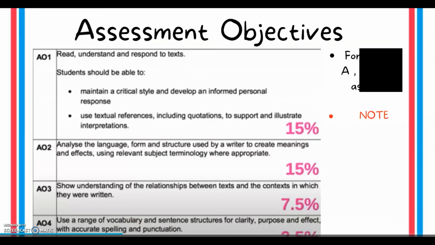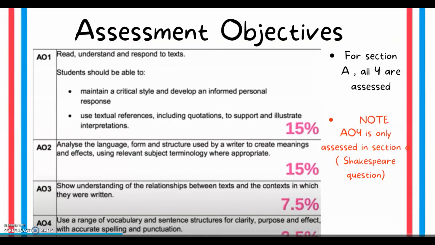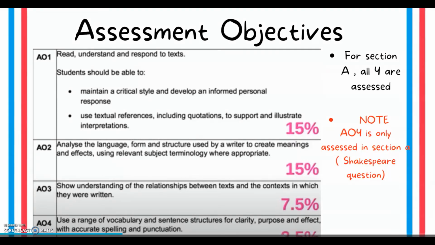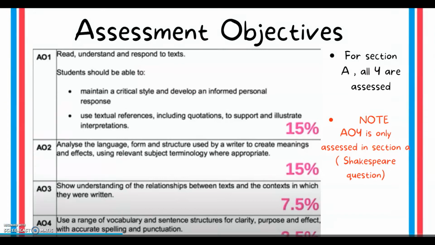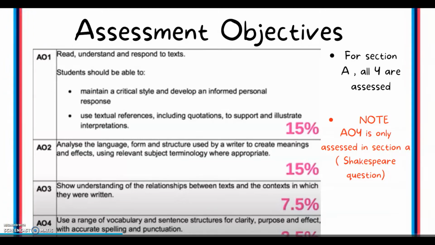So, assessment objectives. That's the first thing we need to look at, and that's the first thing you need to remember when answering your question. Now, there are 4 assessment objectives for English literature as a whole for both papers. For Paper 1 Section A, you're going to need all 4, even AO4. However, AO4 is not assessed in Section B or in Paper 2 at all.